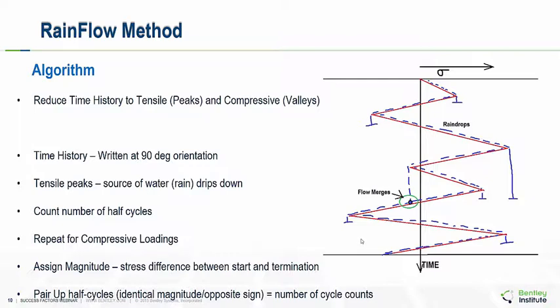Assign a magnitude to each half cycle equal to the stress difference between its start and termination. Pair up half cycles of identical magnitude but opposite sense to count the number of complete cycles. Typically, there are some residual half cycles.